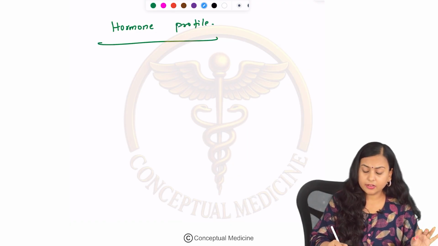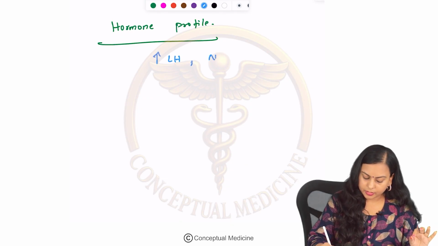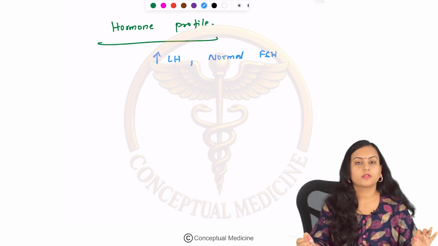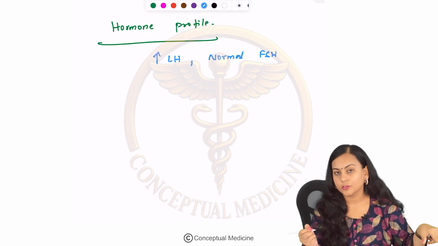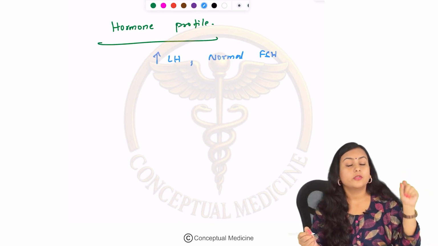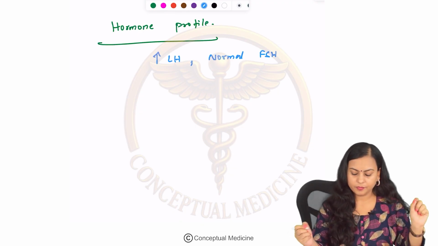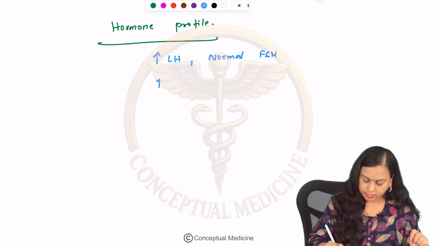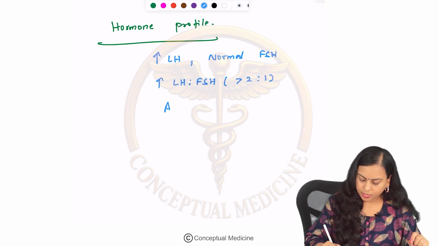There is increased luteinizing hormone, but remember there is a normal follicle stimulating hormone. Okay, so seeing so many follicles, you will immediately think the follicle stimulating hormone is going to be high, but it's not like that. Luteinizing hormone is high and there is normal follicle stimulating hormone. Clear? And next, there is an increased luteinizing hormone to follicle stimulating hormone ratio, where it will be more than 2:1.